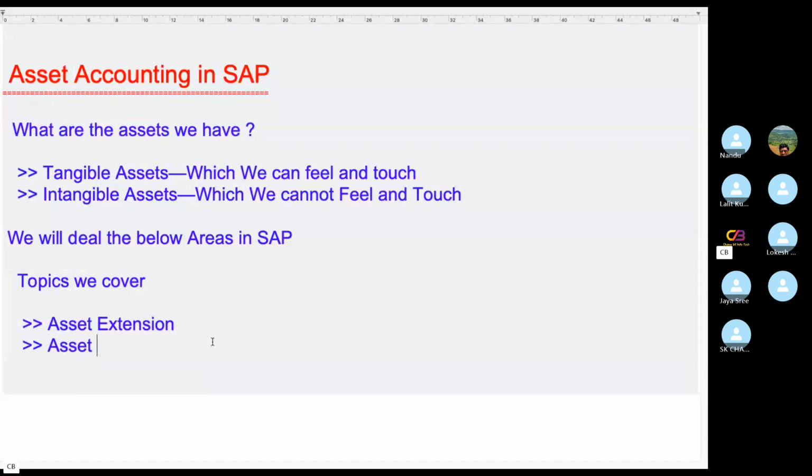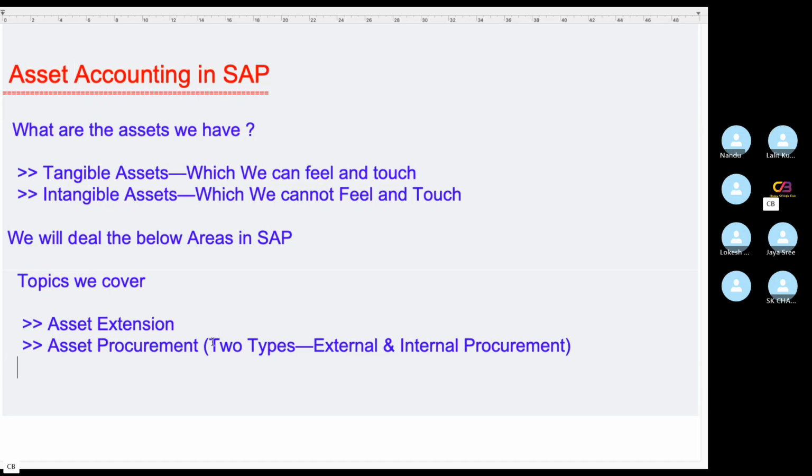Then asset procurement. Asset procurement has two types: external procurement and internal procurement. So asset creation, asset extension, asset procurement. Then asset depreciation calculation, how to calculate depreciation.